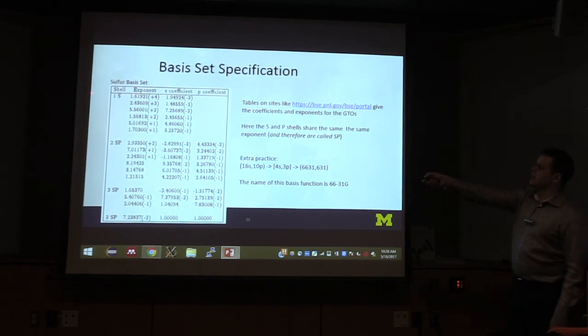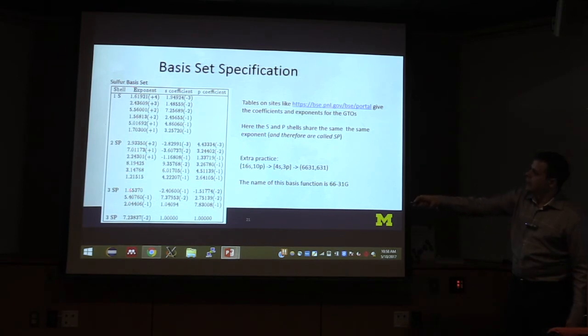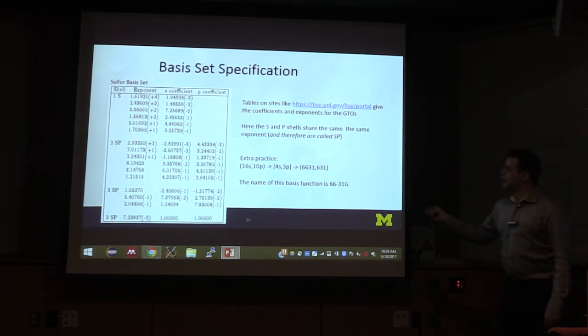This notation is a little weird too. It's called SP because if you notice, this column here is the S, and this column here is the P. The S and P here are sharing the same exponent, so the term SP is used. You won't have to worry about that unless for some reason you need to look up the basis set though.